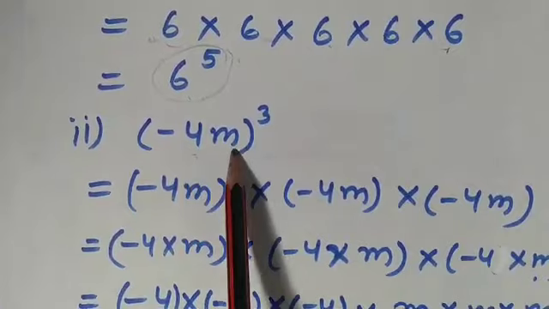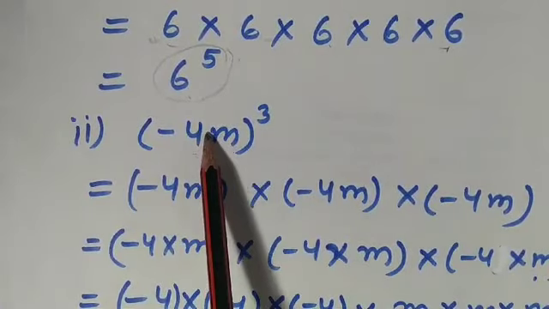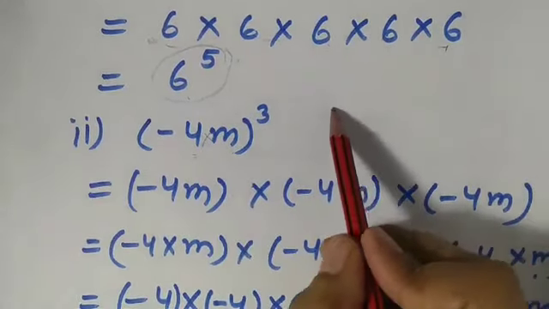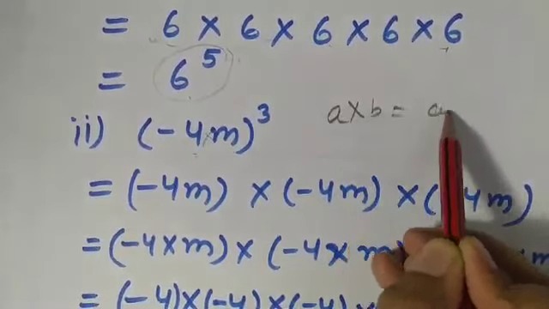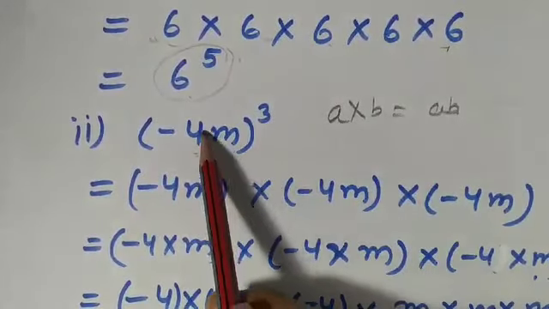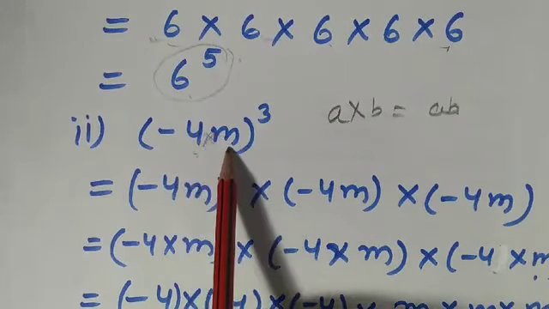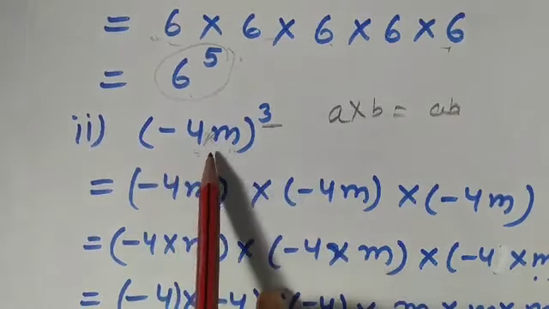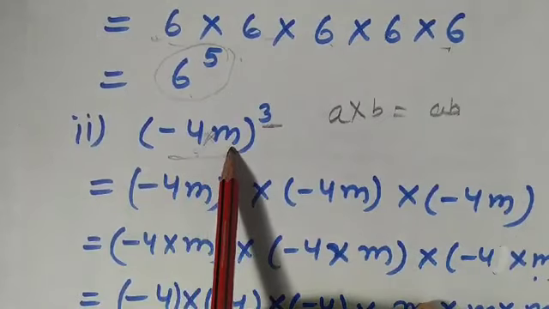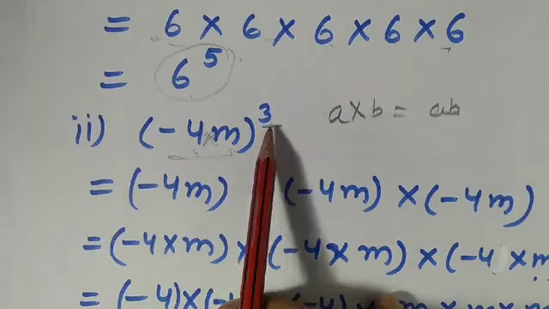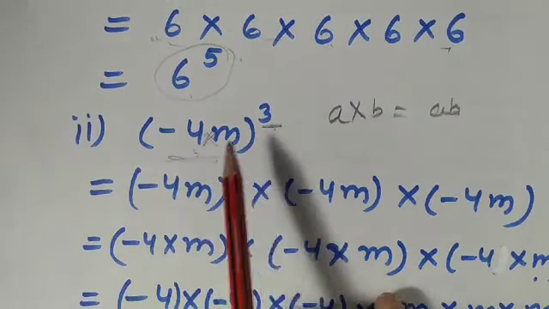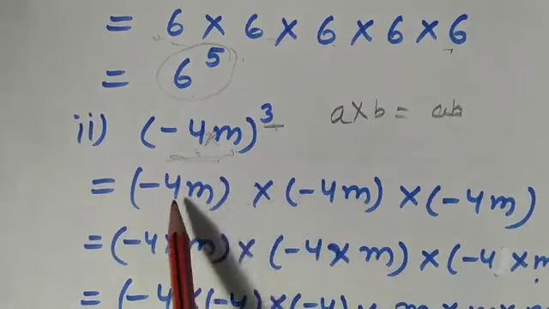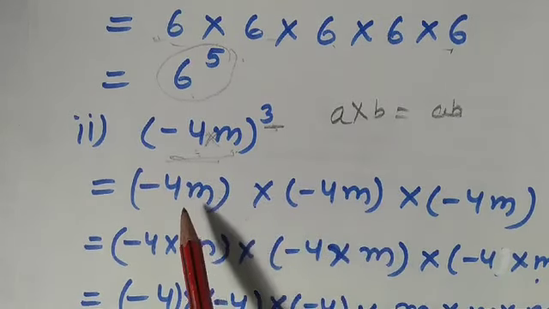This is minus 4 and in between we have multiply, because a into b is equal to ab. So this is multiplication, minus 4 into m whole raised to power 3. What does this statement mean? It means minus 4m is being multiplied. It should be multiplied 3 times. So I will do this. Minus 4m, I will multiply it 3 times.